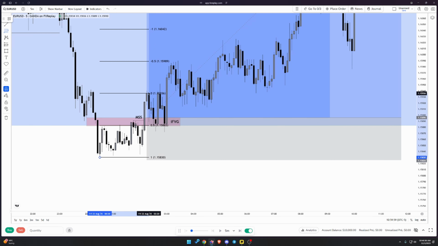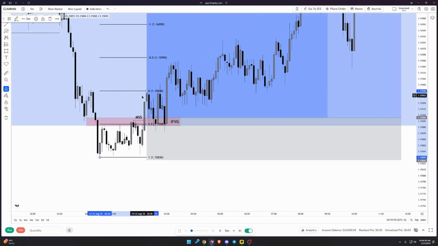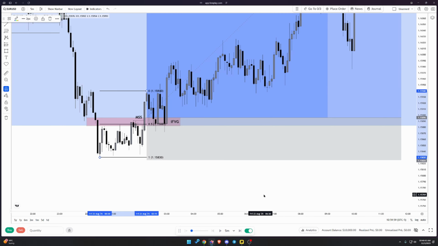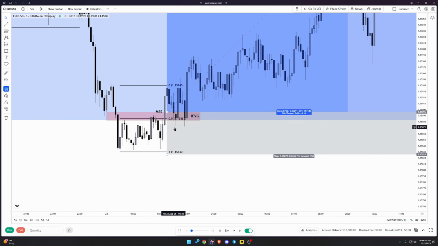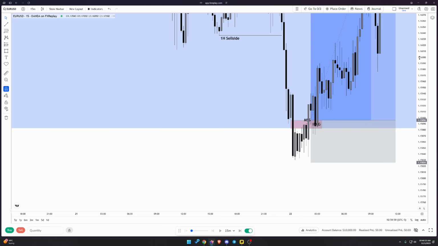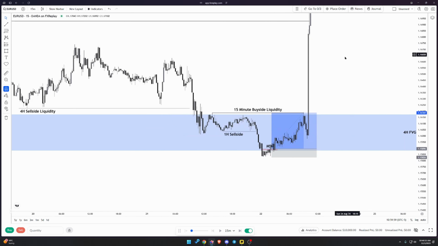Now look here. The entry we took is at a perfect discount level, which you can also see right here. It's at the 0.5 level. Always position yourself in discount levels for long opportunities. It will always help you stay drawdown free in small little retracements while holding the trade.